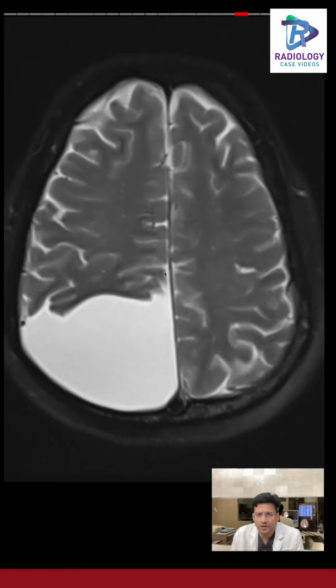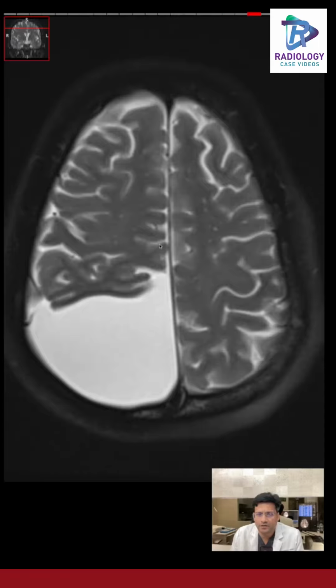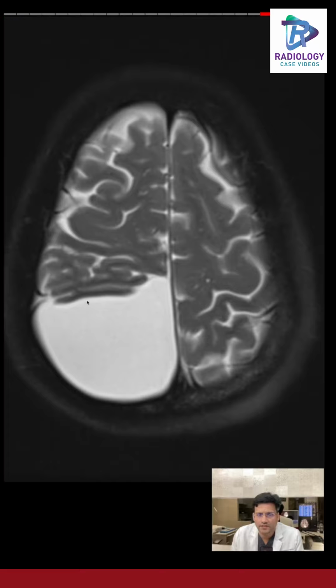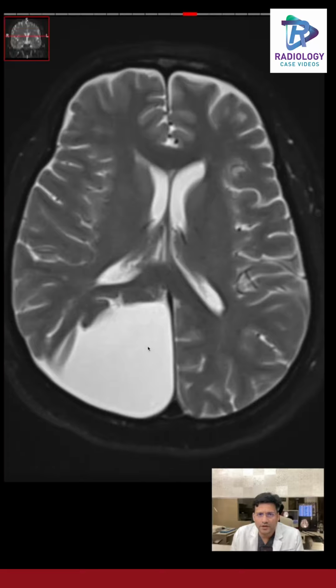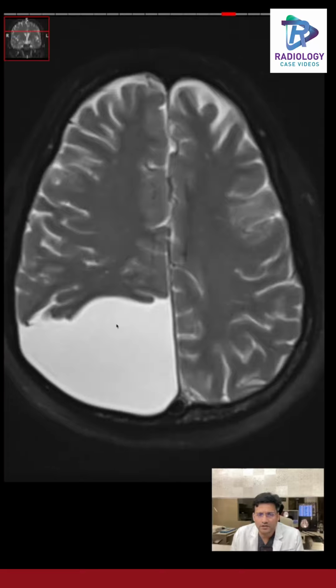A 42-year-old male patient presented with left hand weakness. On MRI brain T2 weighted sequence, you are seeing a large extraaxial cystic lesion without any communication with the ventricles. It is causing gray matter buckling and smooth indentation without causing any significant edema. There is also white matter compression.